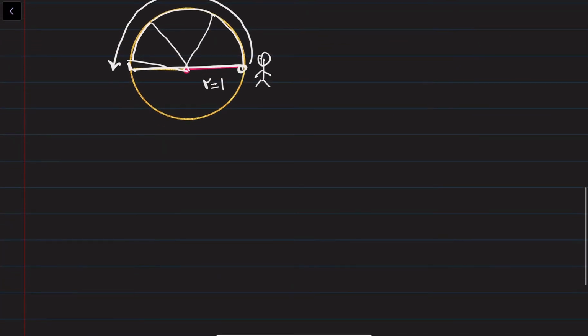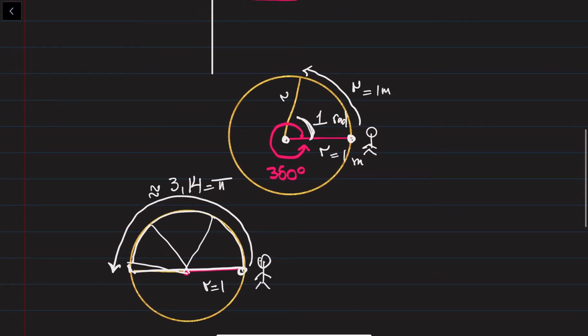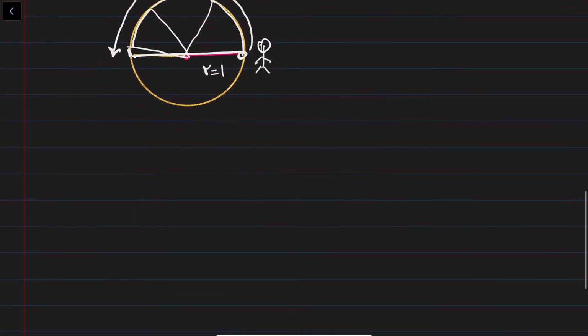It's really important for us to be able to convert between these two measurements of angles. One measurement is radians, right? It's how many radiuses you walk on the circle. So if you walk half a radius, for example, half a meter, then this angle is equal to half a radian, 1/2 radians.